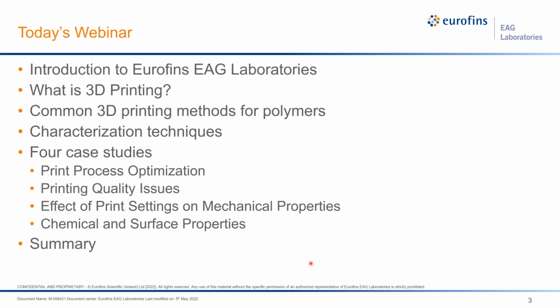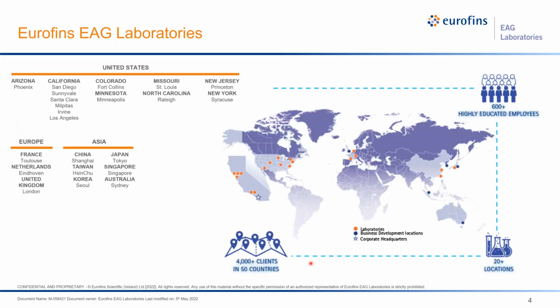So here's an overview of the webinar. I'll start with a little introduction to Eurofins EAG, who we are and what we do. And then I'll talk about 3D printing, specifically common techniques for 3D printing of polymers, as well as characterization techniques. The bulk of my talk will feature these 4 interesting case studies, where we look at print process optimization, print quality issues, effective print settings on mechanical properties, and our last case study will look at chemical and surface properties of different resins.